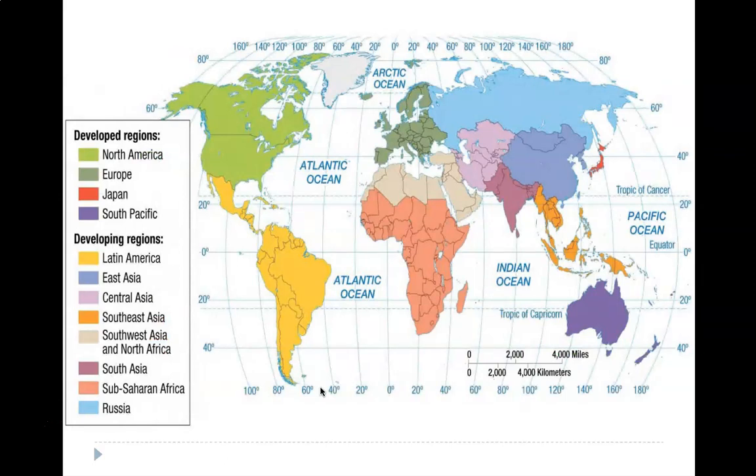If we get a more colorful map, we can look at developed and developing regions. You know this by now; this is not a new concept to you. The developed regions are North America, Europe, Japan, and the South Pacific, which we sometimes call Oceania. Then you have the developing regions: Latin America, East Asia, Central Asia, Southeast Asia, Southwest Asia, and Sub-Saharan Africa. And then you have Russia in there as well. And again, Russia is a bit of a wild card.